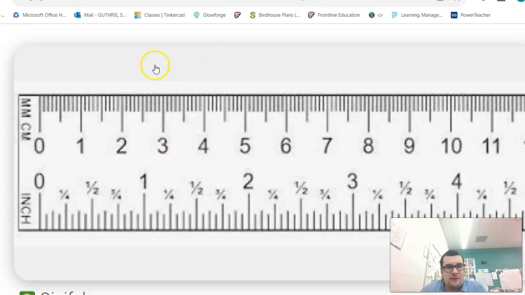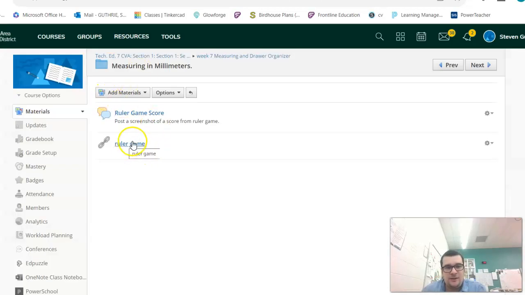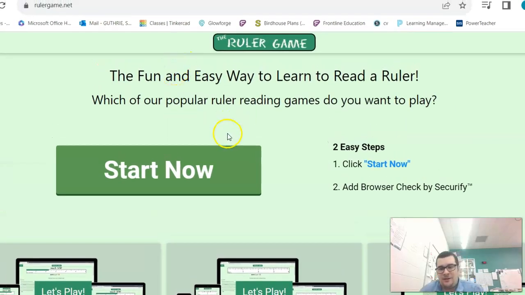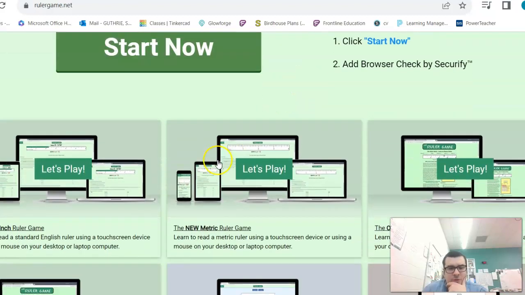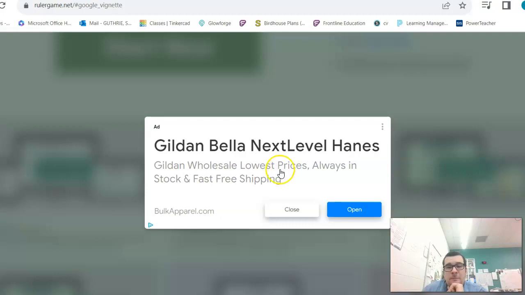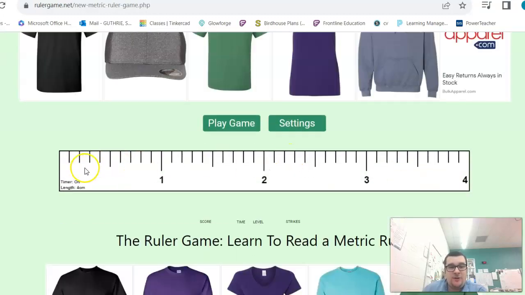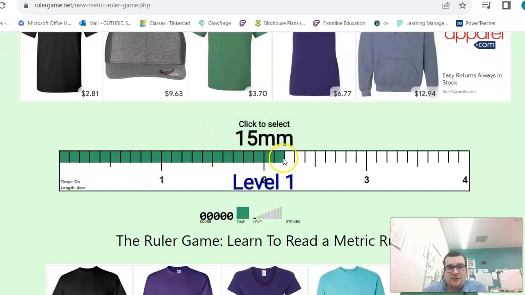So after that, if you look in Schoology, we've got the link here to Ruler Game. Rulergame.net is the website. You're going to scroll down here to New Metric Ruler Game. You're going to hit Let's Play. We're going to close the ad, and we're going to play the game. So here we've got centimeters and millimeters. If you play the game, it's going to give you a number.